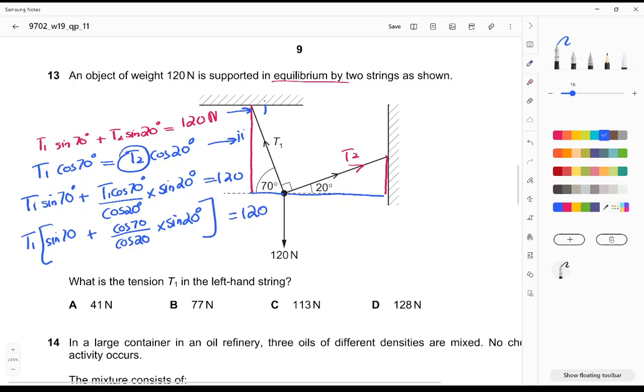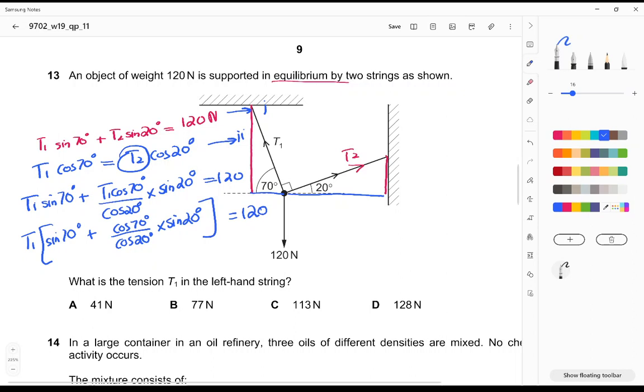First of all, I'm going to solve the left-hand side. So sine 70 degrees, and don't forget the degree signs over here, it is an important practice. Sine 70 plus cos 70 divided by cos 20 multiplied by sine 20, and we find a value equal to 1.28. And so 120 divided by the answer gives me a value of, let me just do it again.